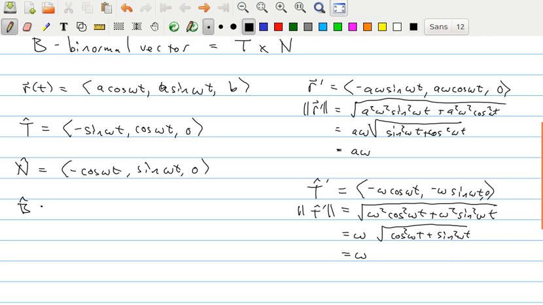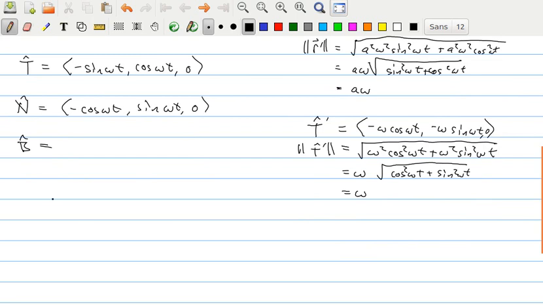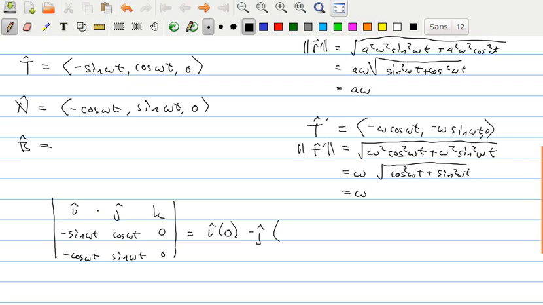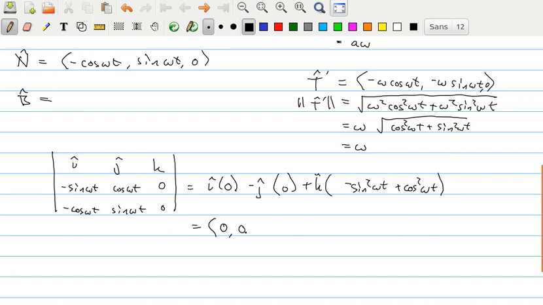And now to get the binormal vector, we take the cross product of these two. Let's set up the cross product. We've got i, j, and k. The first line is the first vector, negative sine omega t, cosine omega t, 0. The bottom line is the second vector, negative cosine omega t, negative sine omega t, 0. We do this cross product. We've got i times this 2 by 2, which is 0 times 0, minus j times this 2 by 2, which is 0 minus 0, plus k times this 2 by 2, which is negative sine squared minus negative cosine squared. So this is negative sine squared omega t plus cosine squared omega t. Written out, this gives us 0, 0, and then cosine squared minus sine squared. That's our binormal vector.